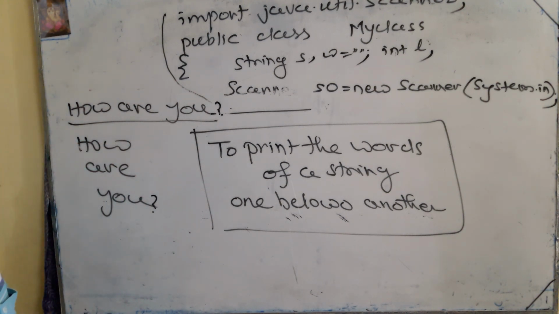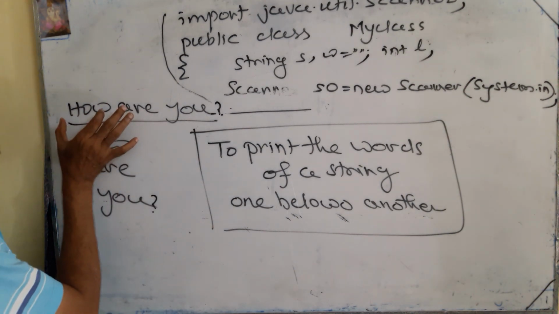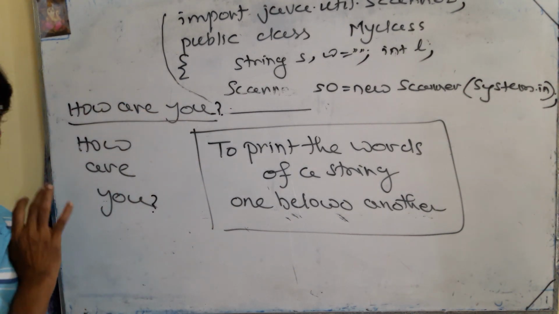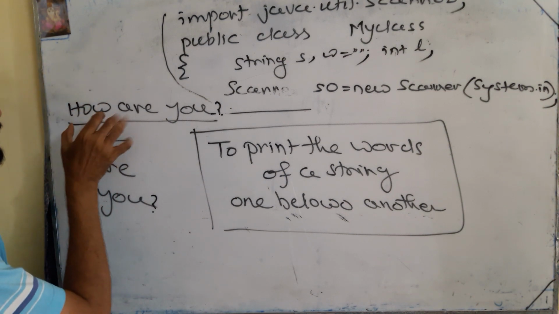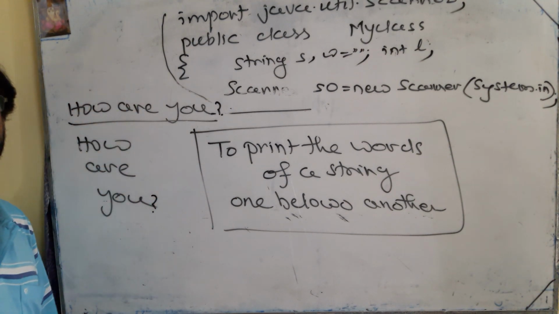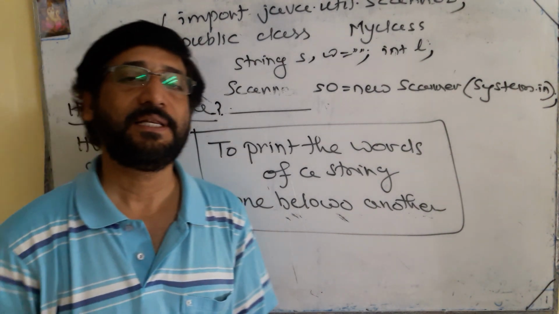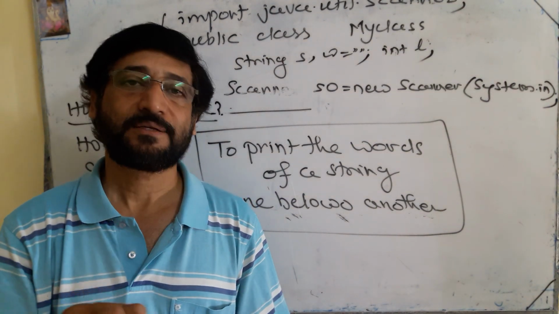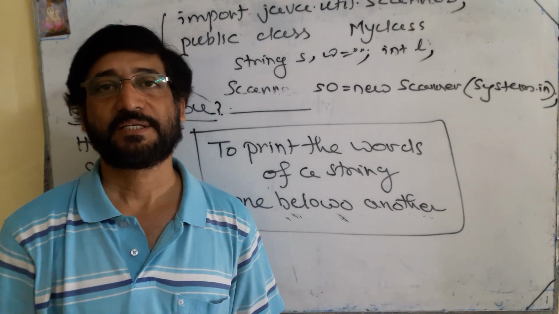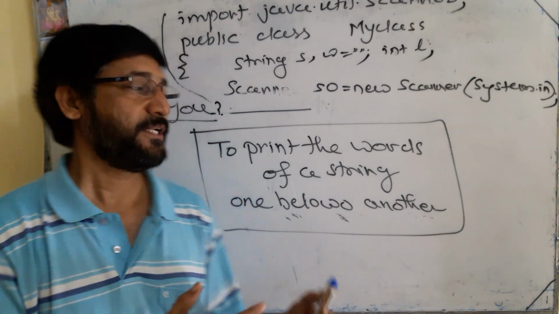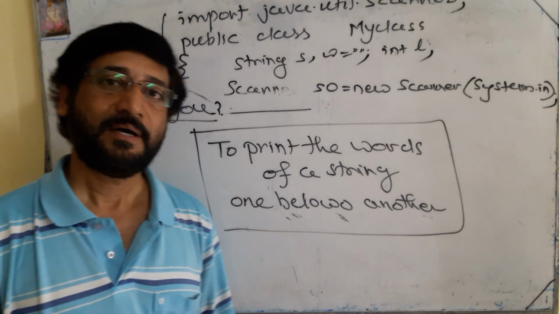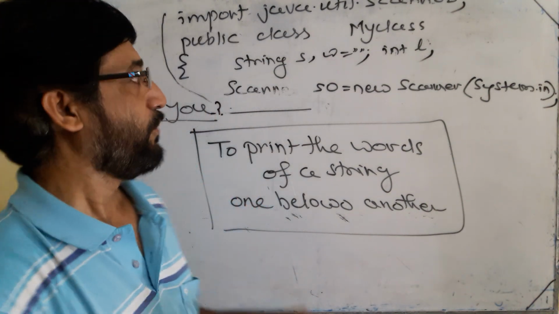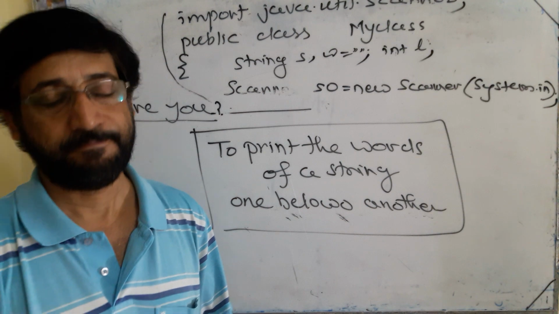So here what you have to do first of all is select one word after another. After selecting one word after another, we will print them one below another. So the first challenge is how to select or extract word by word from the string. There are different methods. We will discuss one of the easiest methods to extract one word after another. First of all, we will input the string.